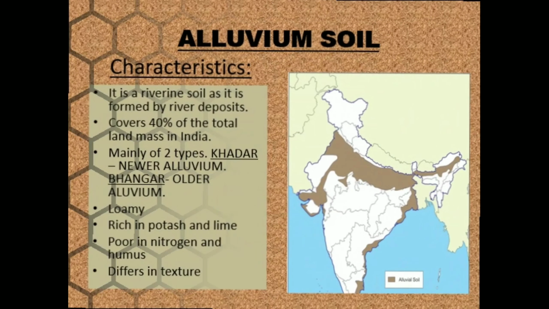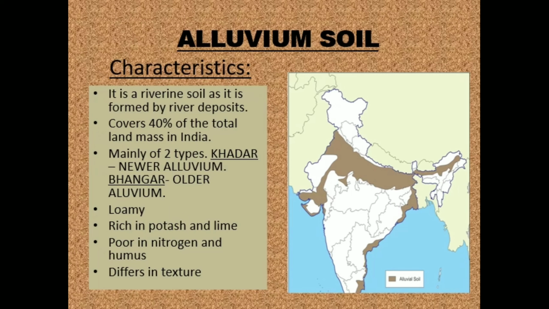The characteristics of alluvium soil. It is a riverine soil as it is formed by river deposits, covers 40% of the total land mass in India. Mainly of 2 types, khadar, which is newer alluvium, and bhangar, which is older alluvium. It is loamy, rich in potash and lime, poor in nitrogen and humus, differs in texture.